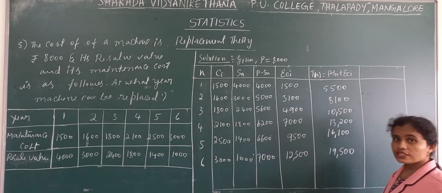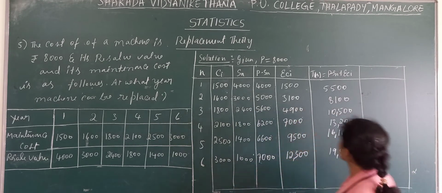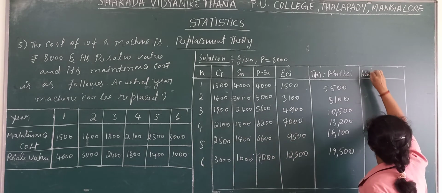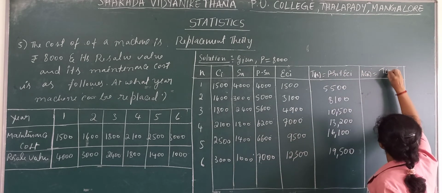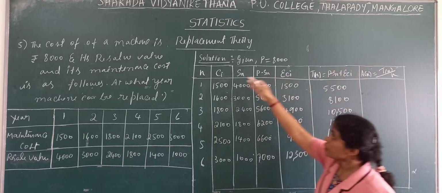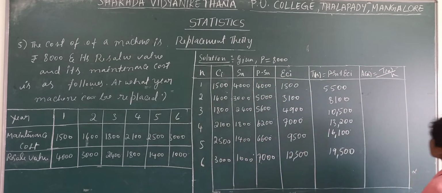Next we need to see annual average cost. What is the formula? Annual average cost is equal to total cost divided by different number of years in its use.